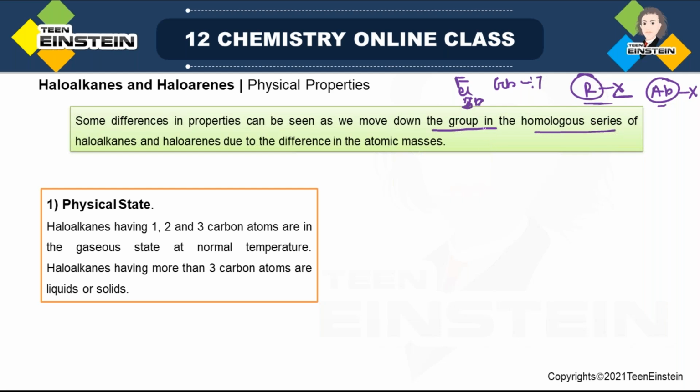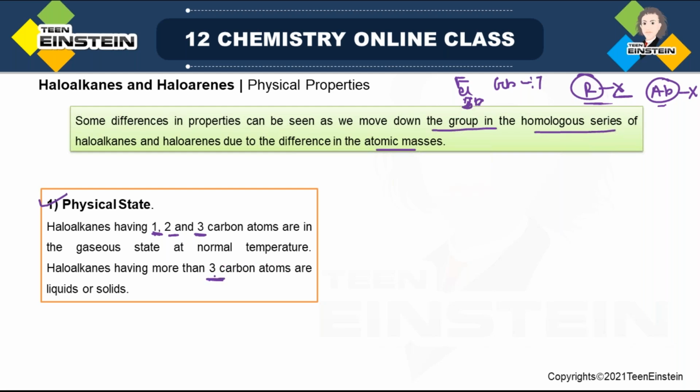So obviously there will be a difference in their physical properties, and the reason is that as you are moving down from F to Cl to Br, atomic mass is increasing, and when atomic mass is increasing, overall molar mass is also increasing. So that is why there will be some difference in physical properties. First point we have here is physical state, that is whether it is solid, liquid, or gaseous. Those haloalkanes with only one carbon, that is methyl derivative, or ethyl or propyl, up to 3 carbons, are gaseous. Their nature under normal temperature and normal conditions is gaseous.